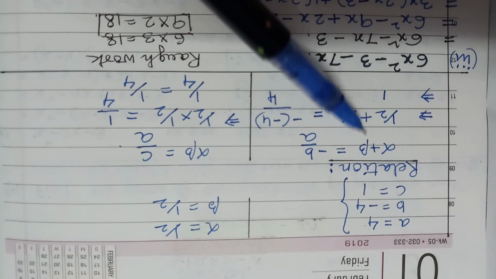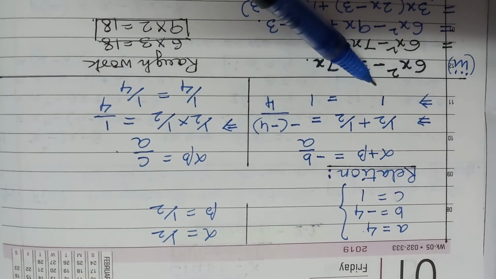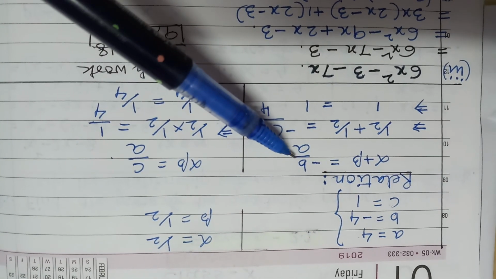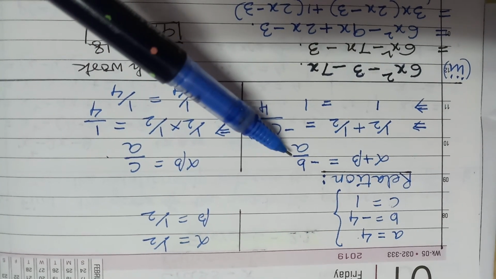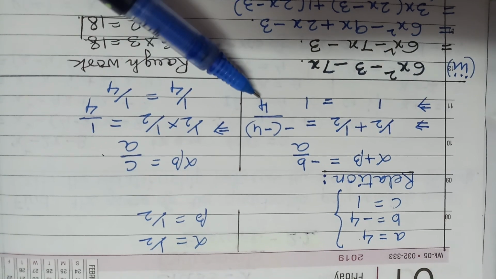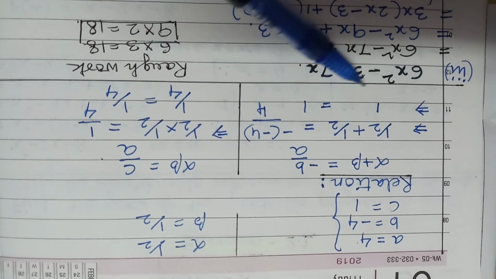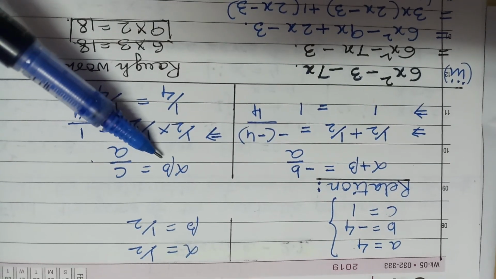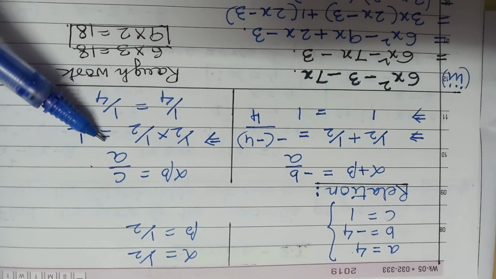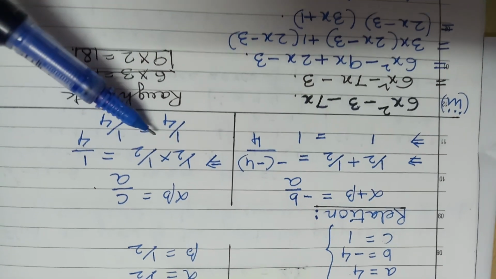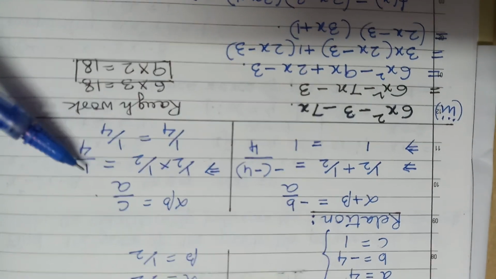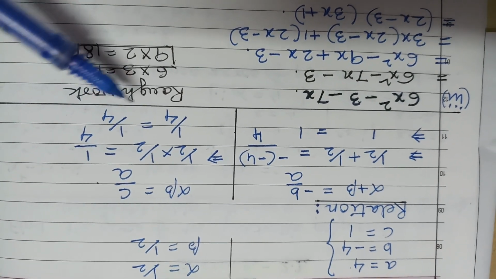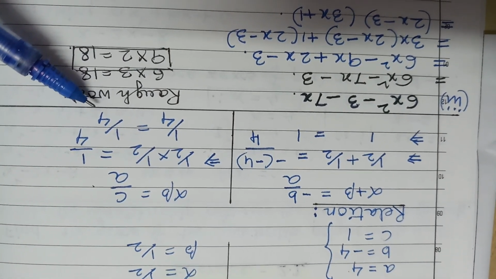Now relation: alpha plus beta, half plus half is equal to 1, left hand side. Right hand side, minus b upon a: minus b is 4, minus of minus 4 upon 4. So it is 1. So left hand side equal to right hand side. Now product of zeros, alpha beta is equal to c upon a. Half into half is 1 upon 4. And c upon a, c is 1 and a is 4, so 1 upon 4. So it is also left hand side equal to right hand side.